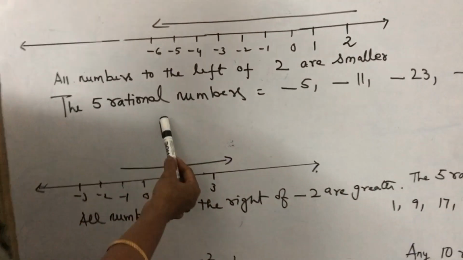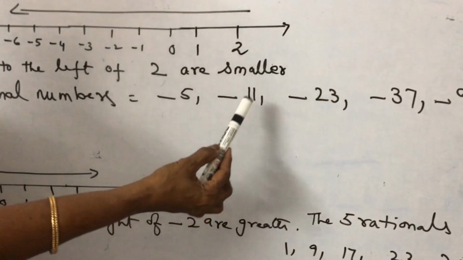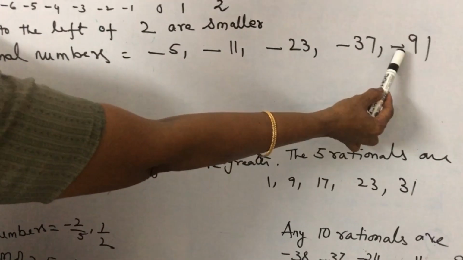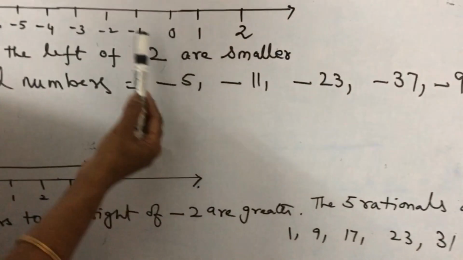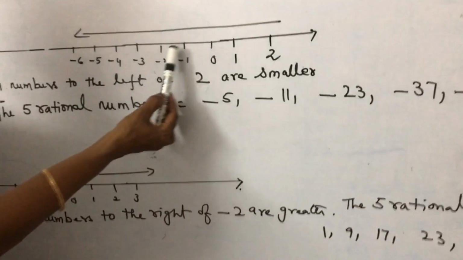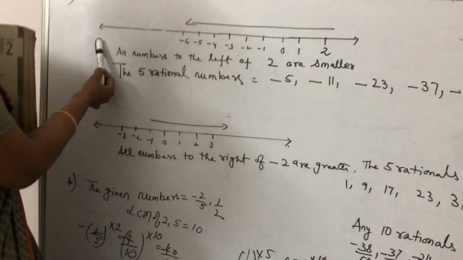I have taken minus 5, minus 11, minus 23, minus 37 and minus 91. All of you need not write the same numbers. Why? Because there are infinite numbers to the left of 2.